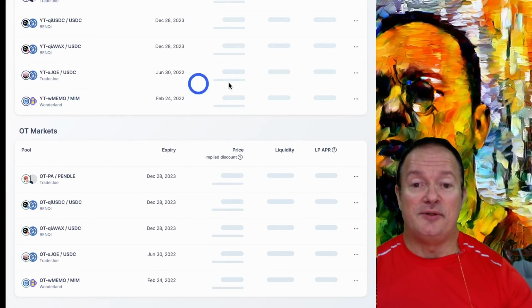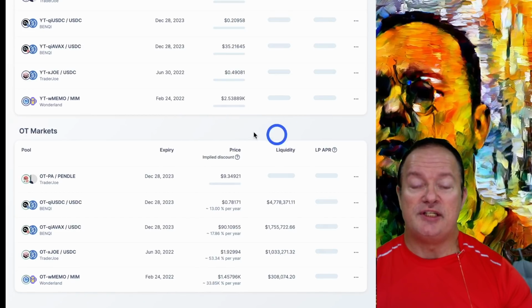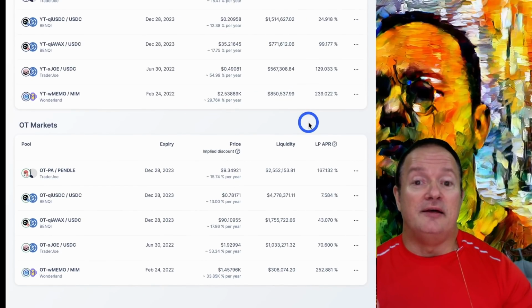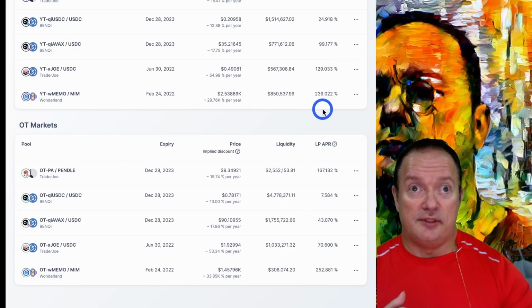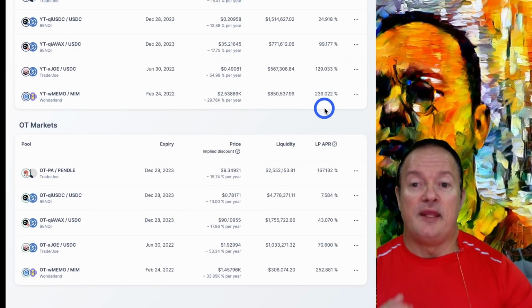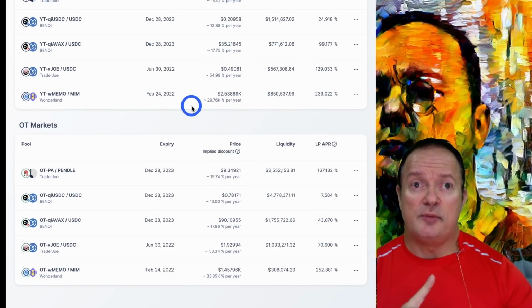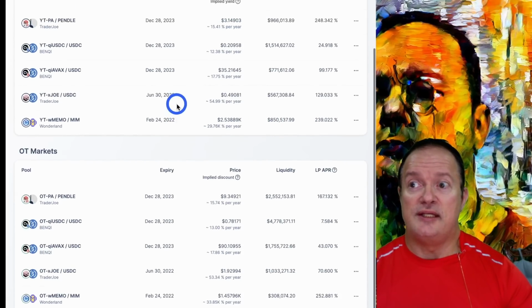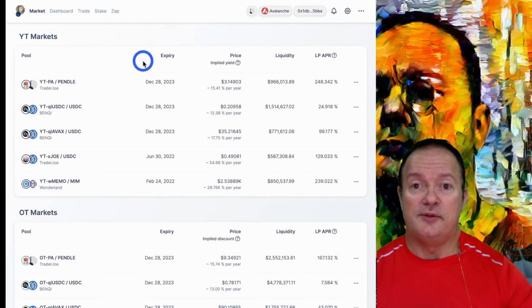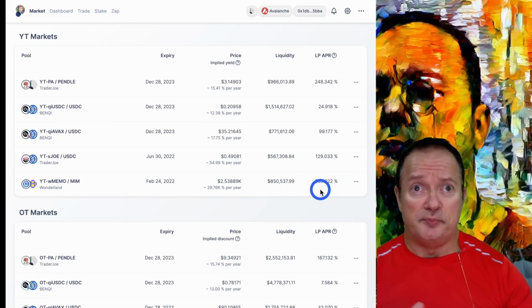And on top of that, you can earn, the page keeps changing on us. You can earn a very juicy 239% here. Now, what you're earning are farm tokens and swapping fees. Okay, so you're getting the Pendle token from Pendle, plus you're getting swapping fees from, I believe it's TraderJoe.